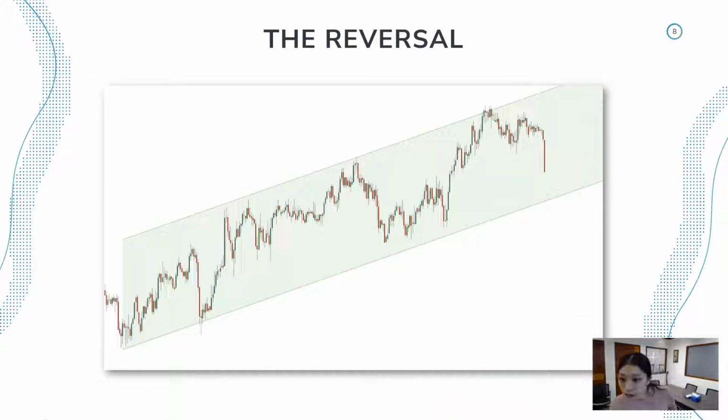Okay, for the reversal, as you can see, this is a bullish channel, and the price is starting to drop against the bullish channel, which is our supporting line over here.